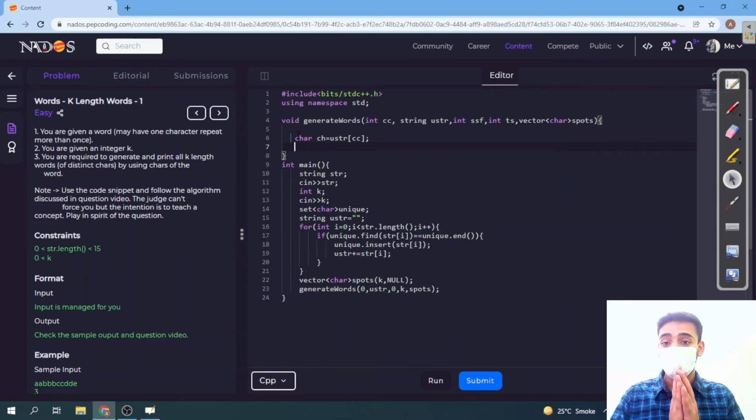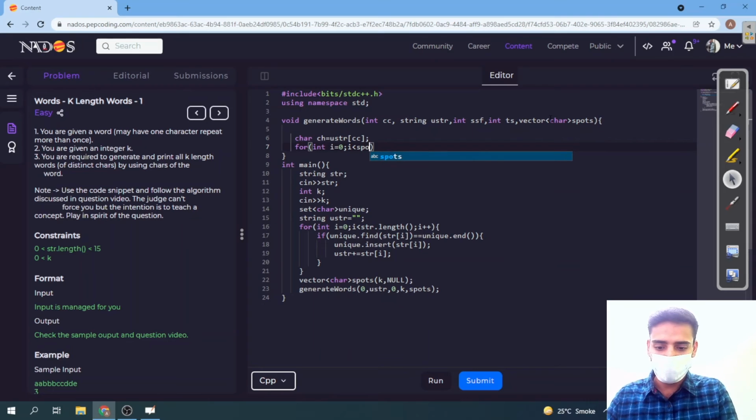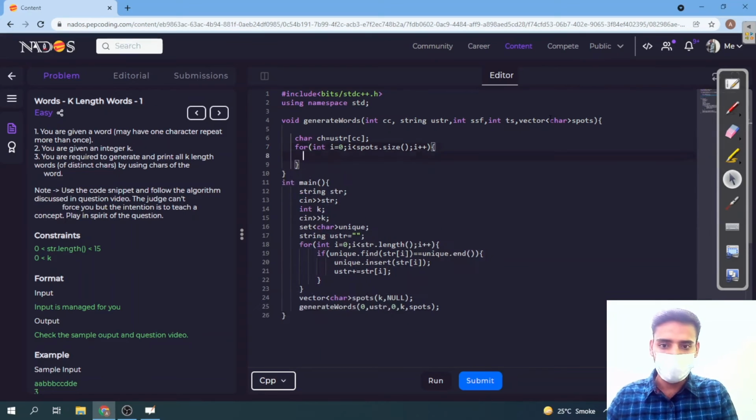Now what we have to do, we have to traverse on this spots. For what? To check which spot is empty, which we can use, right? So for i equals to 0 until i is less than the size of spots, we will run this loop, i plus plus every time. Okay, this is done. Now inside this loop, what is going to happen? We have to check if we are coming at this spot, is this spot an empty spot?